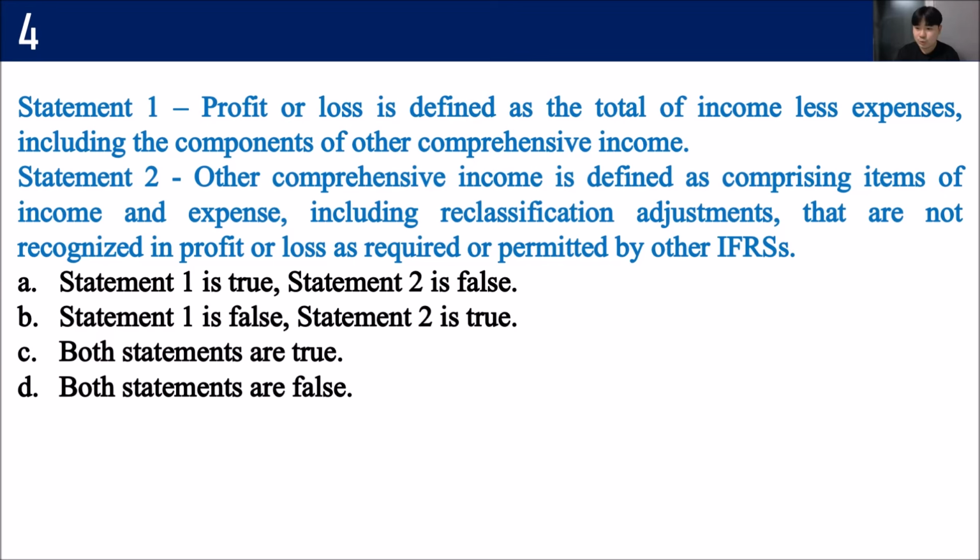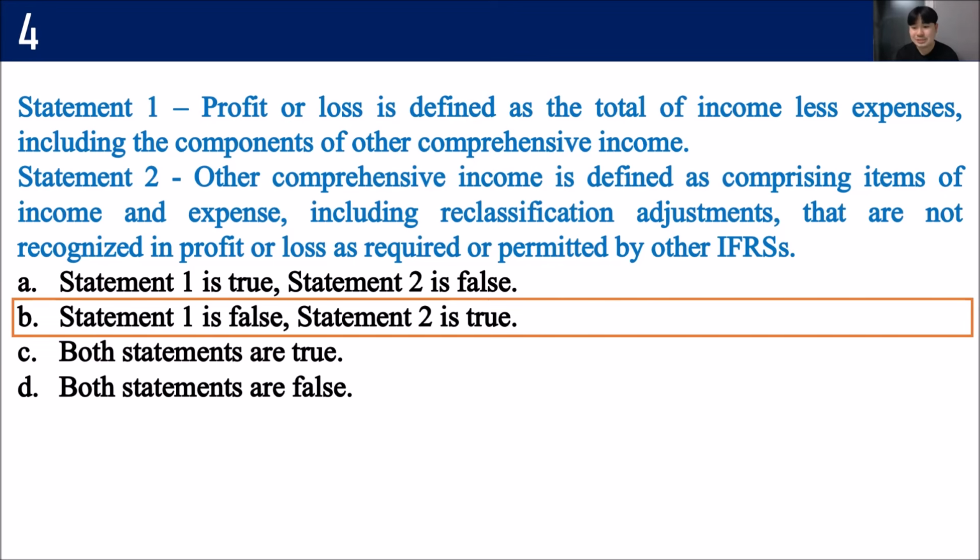Okay, so the correct letter is B. Statement 1 is false, statement 2 is true. So wag na natin pag-usapan yung statement 2, true naman siya. What made statement 1 false? Profit or loss is defined as the total of income less expenses. Tama po yun. Yun yung net income na alam nyo.